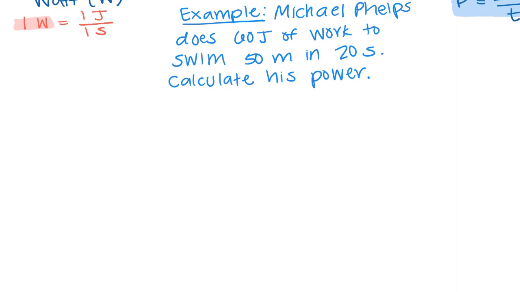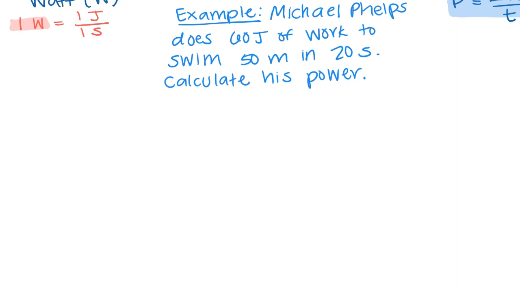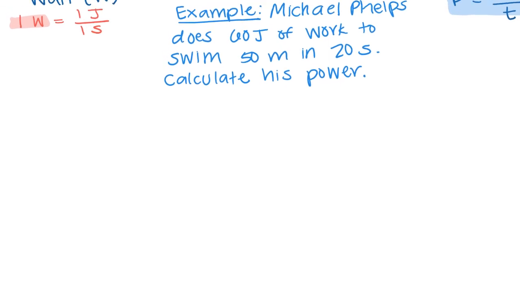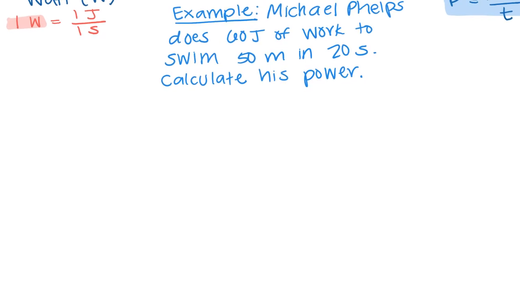All right, lastly, we will wrap up this video by showing a demonstration of how we might calculate the power of an object. All right, so here's our example problem. Michael Phelps does 60 joules of work to swim 500 meters in 20 seconds. So as always, we are going to follow those 4 steps to solving a physics word problem.